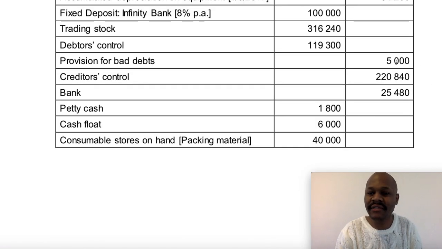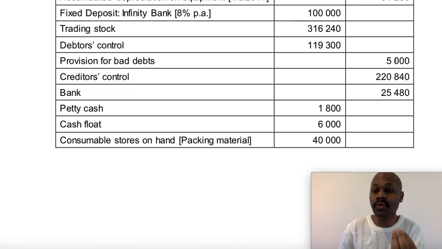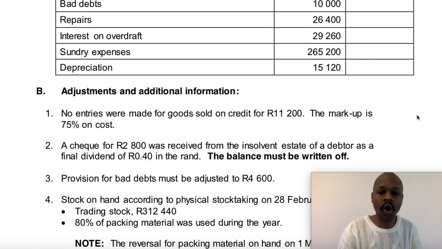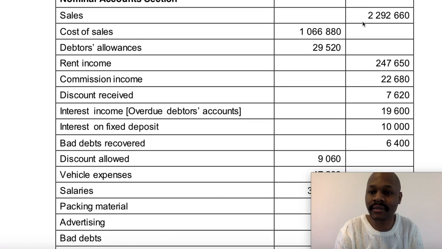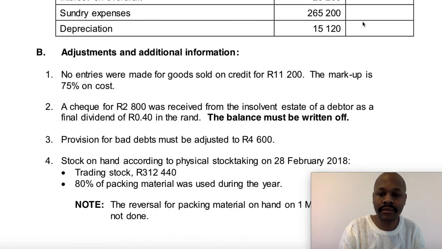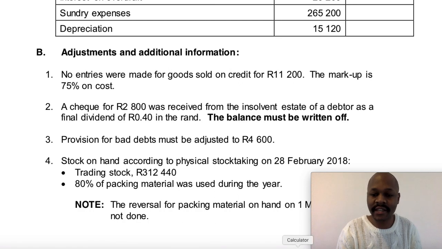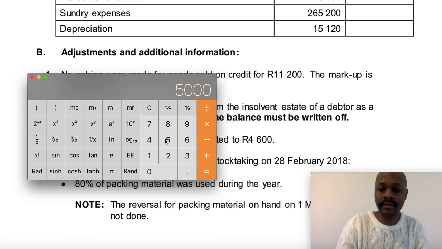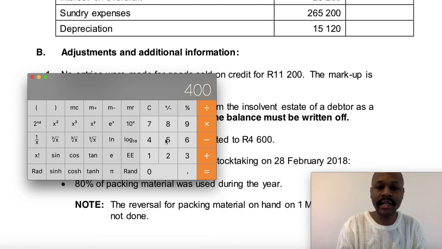There, 5,000 is what you had anticipated to lose, but at the end of the year, you realize that you have to adjust your estimates of the debtors who you think will not pay you. You adjust it down to 4,600. So it means you now have an income. 5,000 minus 4,600, it gives you 400.